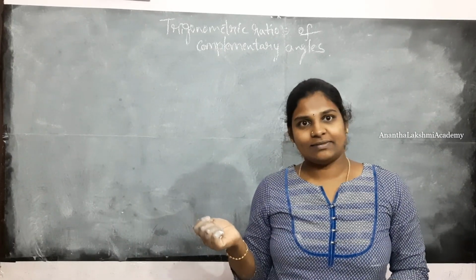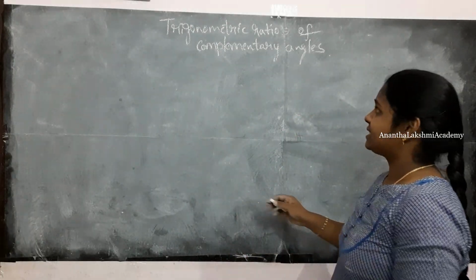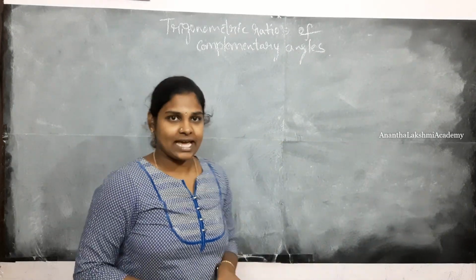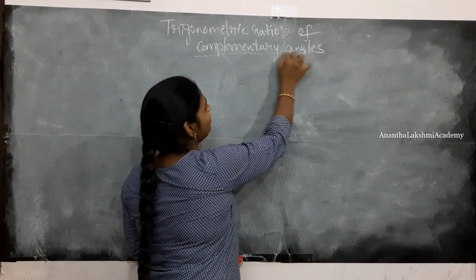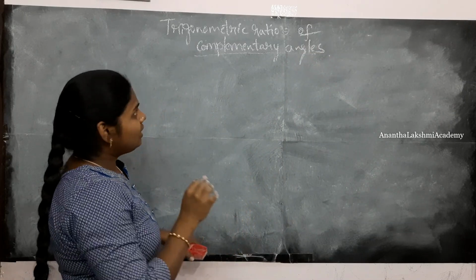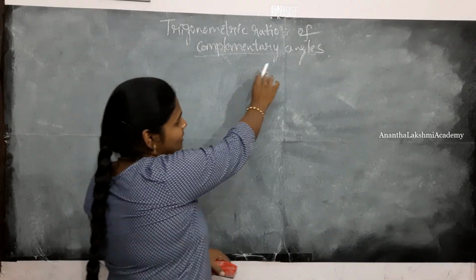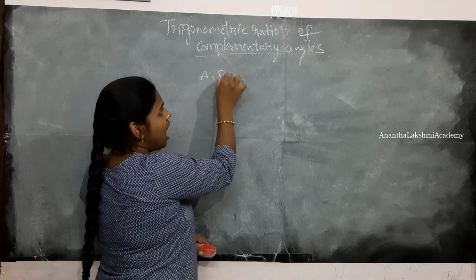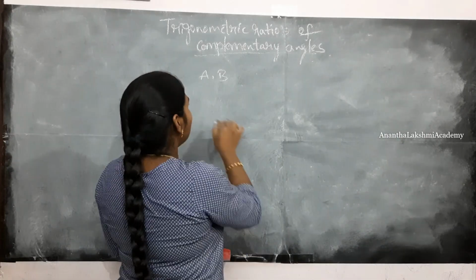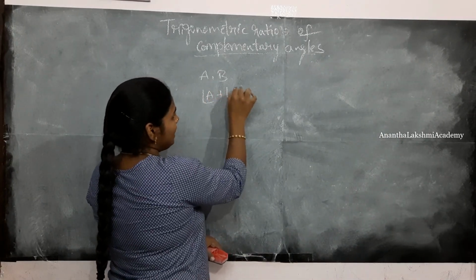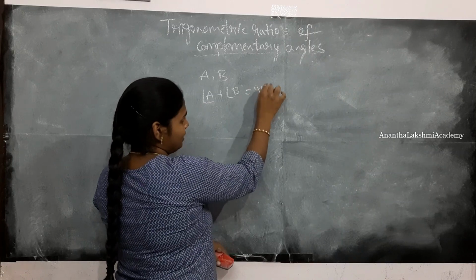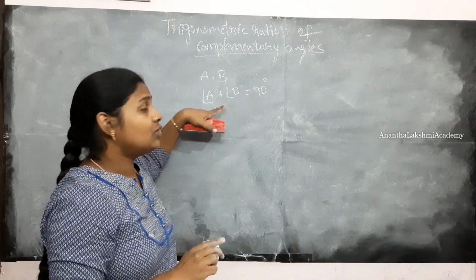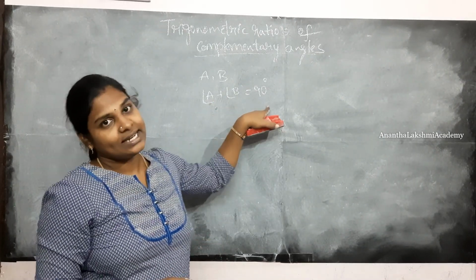Alright, let's get started with today's topic. So today we are going to discuss trigonometric ratios of the complementary angles. So what is a complementary angle? Where the name itself says complementary angles. Two angles, say A and B, are said to be complementary if and only if angle A plus angle B is equal to 90 degrees. Two angles are said to be complementary to each other only when their summation is 90 degrees.